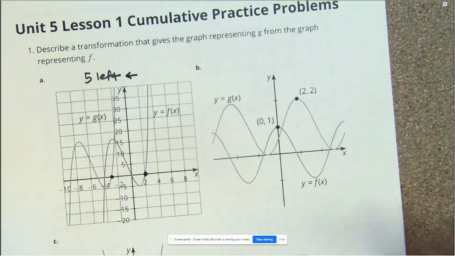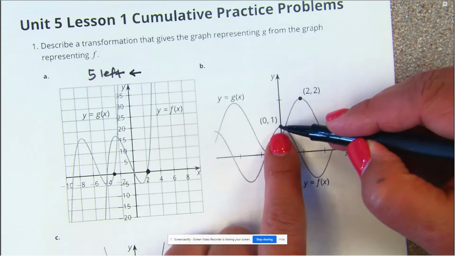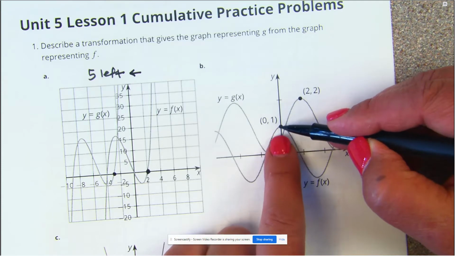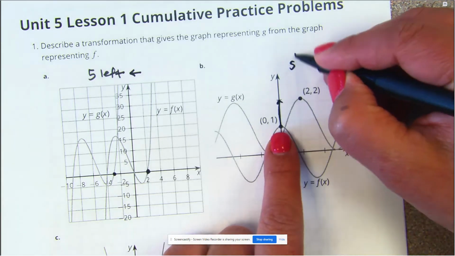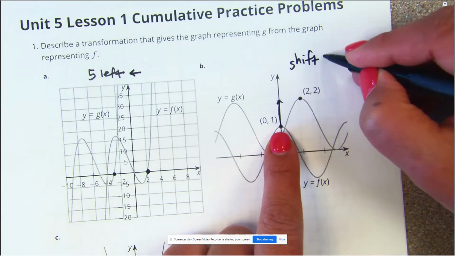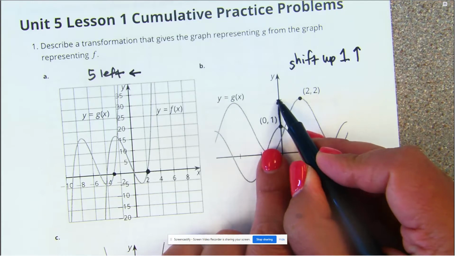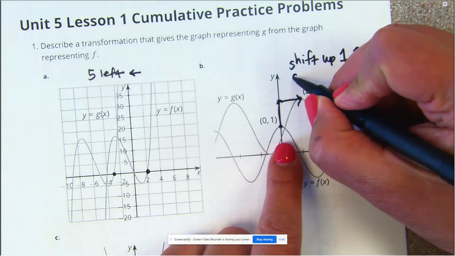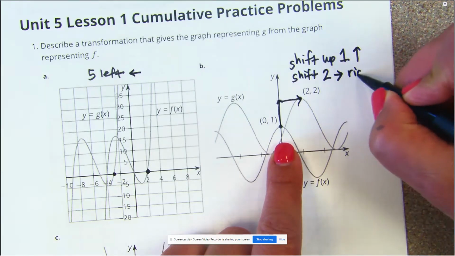Letter B. I'm going to use these 2 points. So it looks like I shift it. So it's at 1. It goes up to 2. So I shift it up 1. And then I was at 0 and I go over to 2. So I shift 2 to the right.